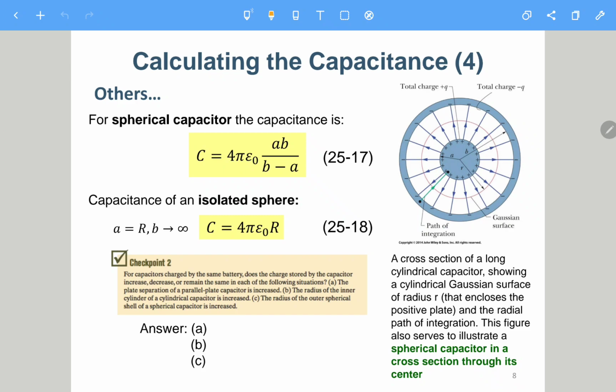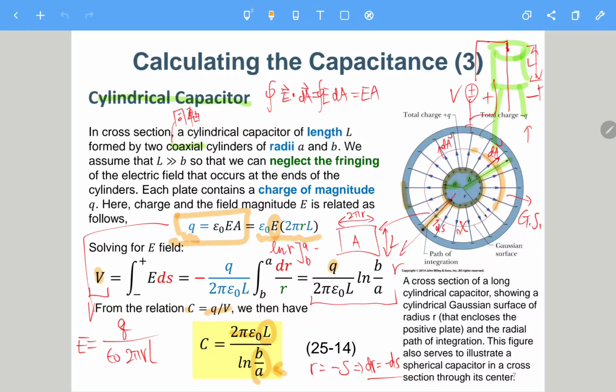This one is the so-called spherical capacitor. Even though the cross-section diagram looks like the same thing, actually this is spherical. So this is a smaller sphere and a larger sphere. The expression is a little bit different. Here we don't really show the derivation, but the derivation is similar to this one.